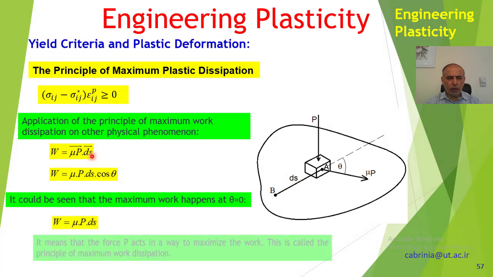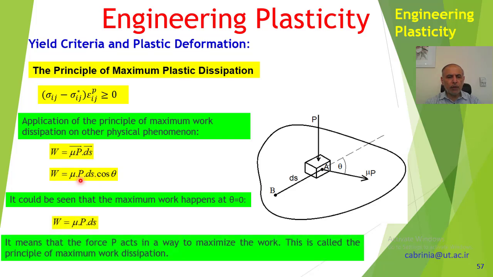Now these are obviously vectors, mu p and ds are vectors, and this is the scalar product, so we just put the magnitude mu p times ds times cos theta, because that's the dot product. So it could be seen that for the maximum work to happen, theta has to be 0, and mu p goes along this line. So W is mu p ds. It means that force P acts in a way to maximize the work. This is called the principle of maximum work dissipation.